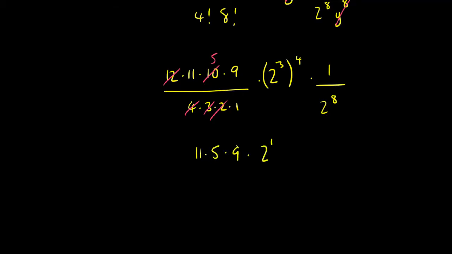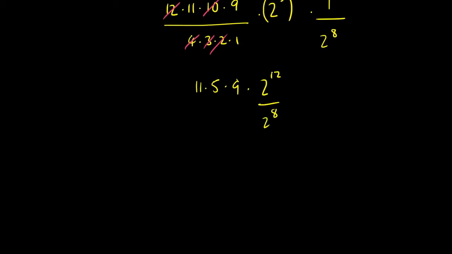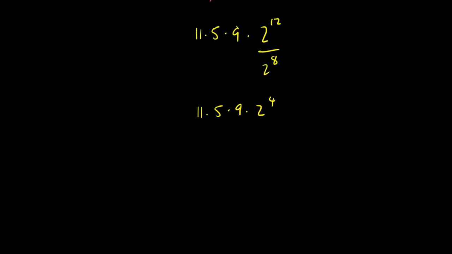This is 2 to the power of 12, and then divided by 2 to the power of 8. So if I've got 2 to the power of 12 and I divide it by 2 to the power of 8, right, then I can subtract the powers. So I've got 11 times 5 times 9 times 2 to the power of 4, which is 16. Okay, so I'm going to end up with 11 times 5 times 9 times 2 to the power of 4.